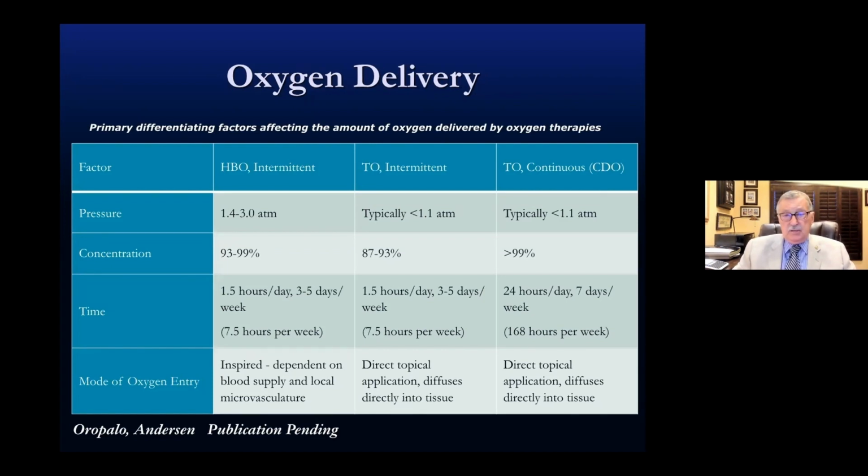This is a chart that demonstrates the difference between the systems: HBO being intermittent, TO again intermittent, and then the continuous. Showing the concentration, HBO is 93 to 99%, intermittent TO is 87 to 93%, and through the dressing, the continuous is 99%. And the delivery of HBO and TO is intermittent, and then the continuous is 24 hours a day.